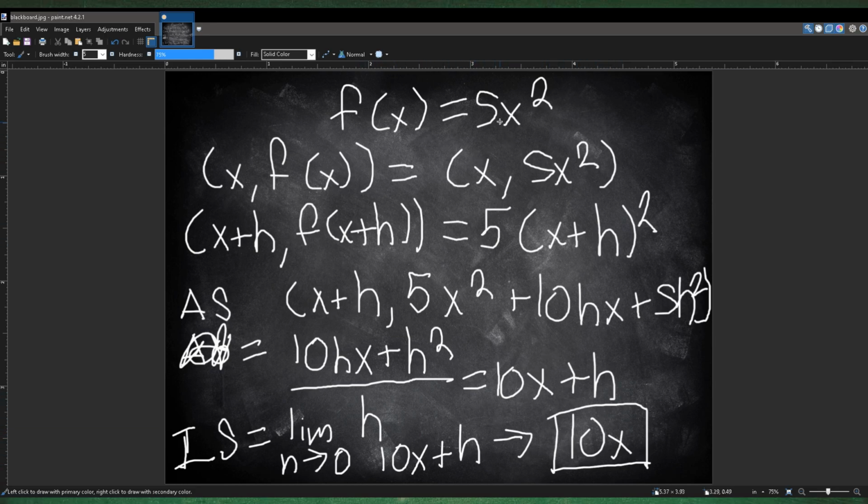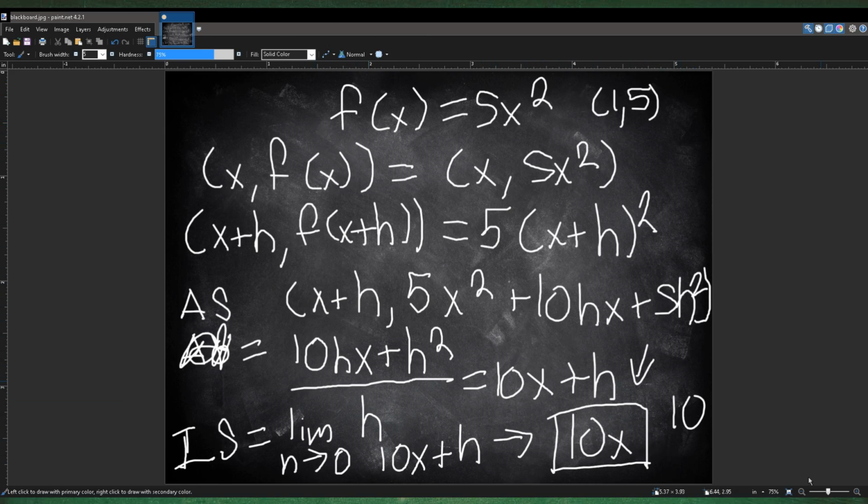If we want to find the instantaneous slope at any point, we just use this formula. Say we want the instantaneous slope at x equals 1. If we plug 1 into the function, 1 squared is just 1, and 1 times 5 is 5. So at the point (1, 5), our instantaneous slope comes from plugging x equals 1 into 10x, which is 10. So at (1, 5), the instantaneous slope is 10. That is the general idea.